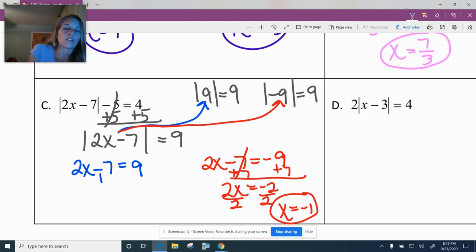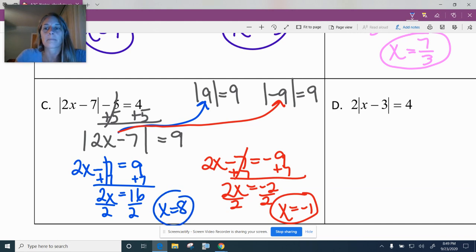And then if we finish solving out the other one, 2x equals 16, divided by 2, x equals 8. And there's our second answer.